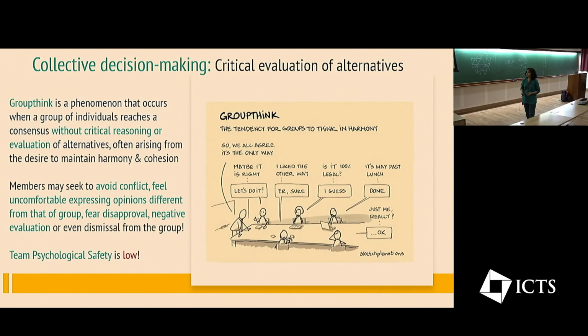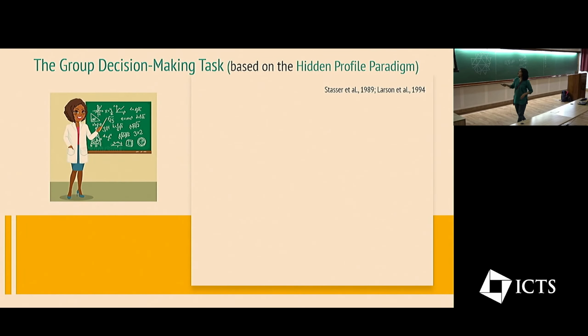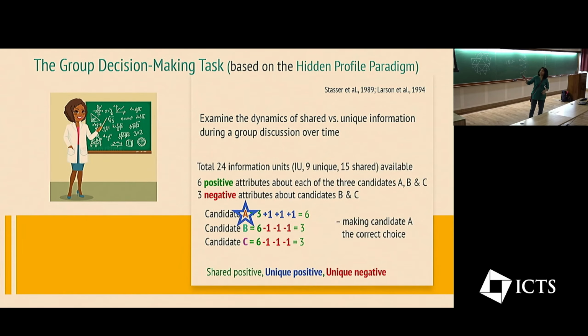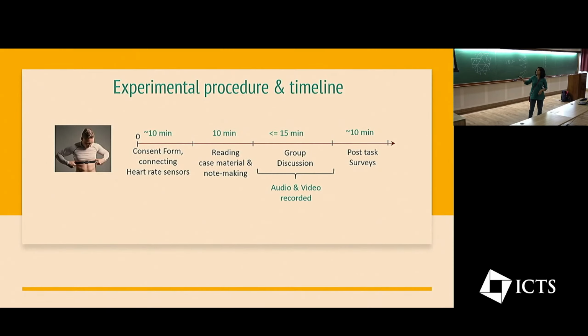This is what has been characterized in the organizational behavior literature as team psychological safety. If you feel safe in a group to express an opinion that is different from the others, then you have high psychological safety. So we wanted to test, in a problem solving task, whether heart rate synchrony between members of a group is associated with productive outcomes, whether they were able to solve the question correctly or not.